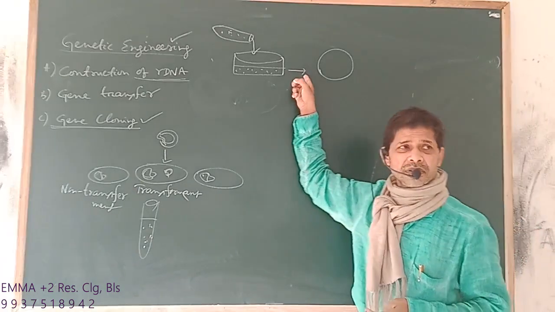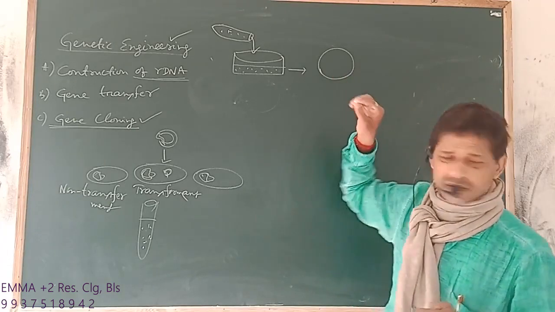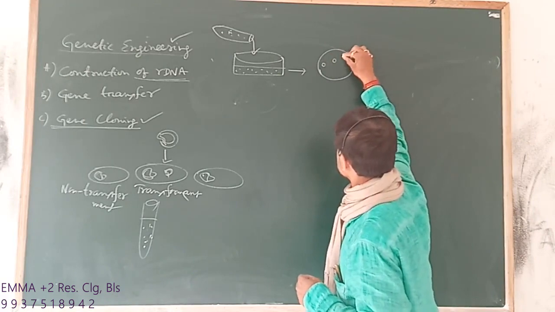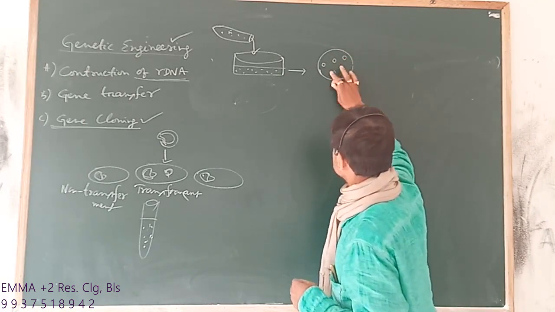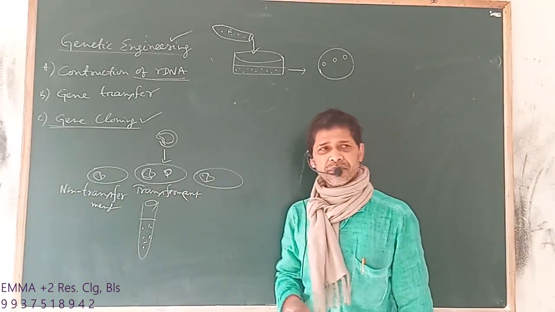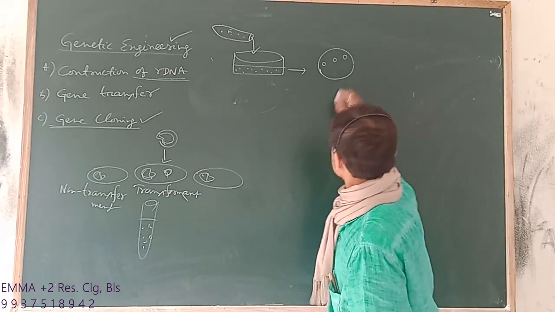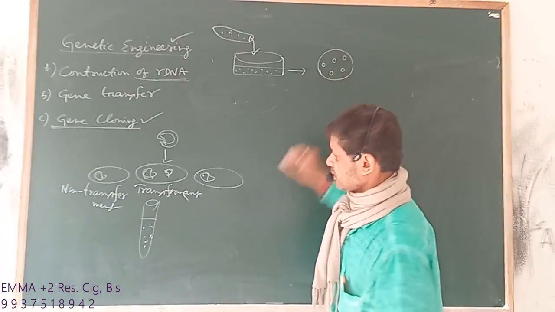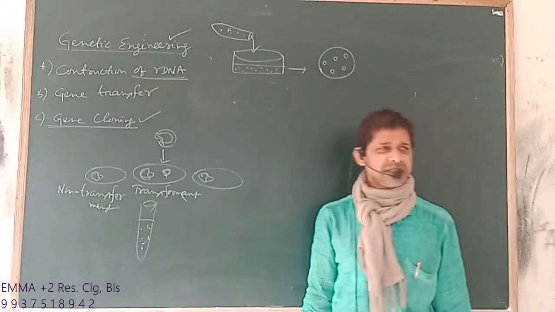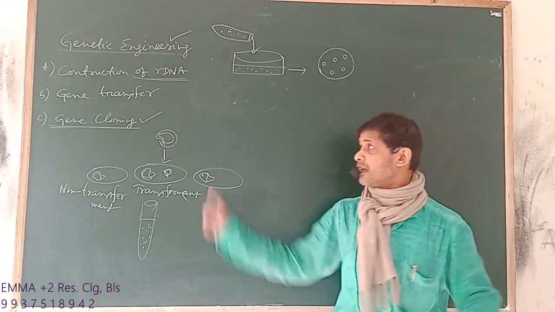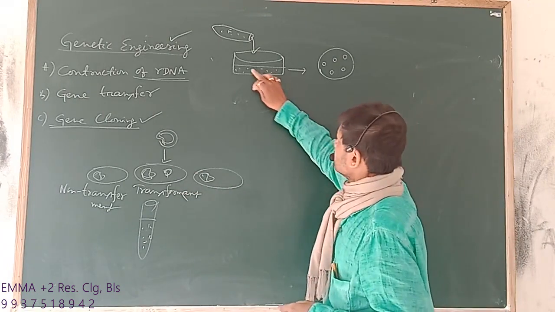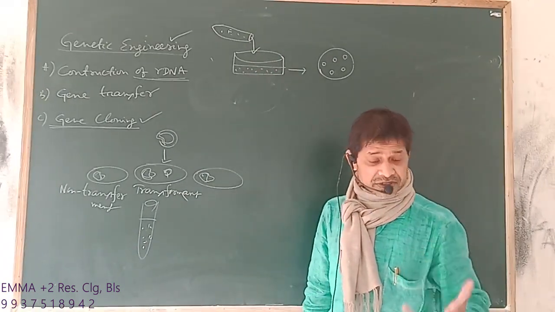And after 1 or 2 days, we can notice the colony. Suppose I selected 5 bacteria in the culture medium. Out of these 5 bacteria, any one bacterium is having recombinant DNA, that I don't know. Initially, a single bacterium cannot be seen with the naked eye.